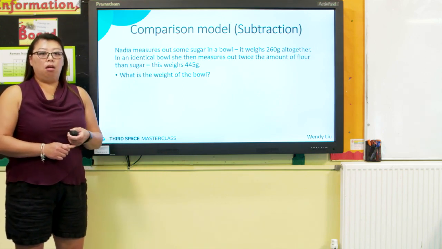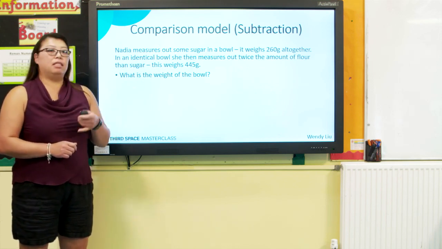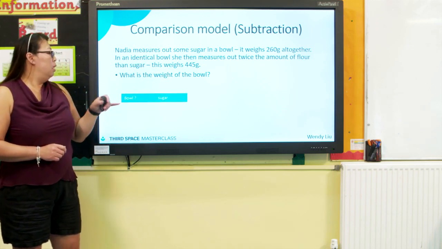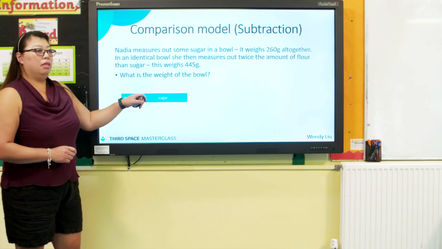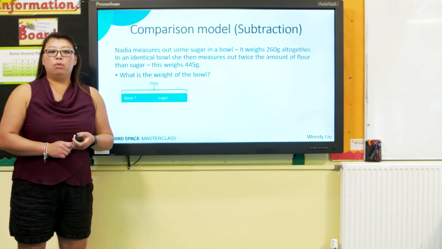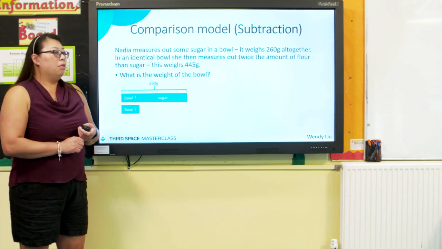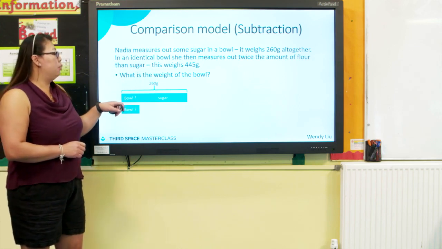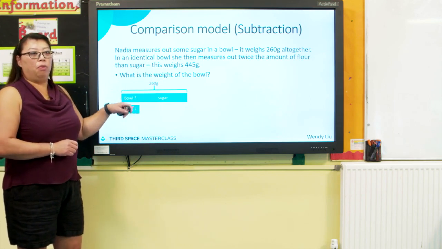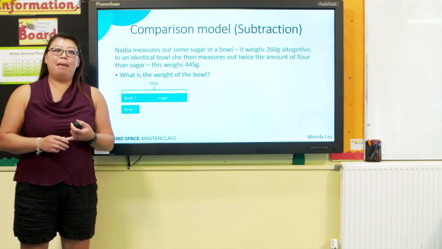Okay, so this is a lot more complex bar model than the one that we used previously. It involves a lot more elements. So let's model this. First of all, we have the bowl and the sugar. And we know that in total this weighs 260 grams. What's important here is to make sure that we put the constants together or line them up together as best as we can in order for us to compare more easily.